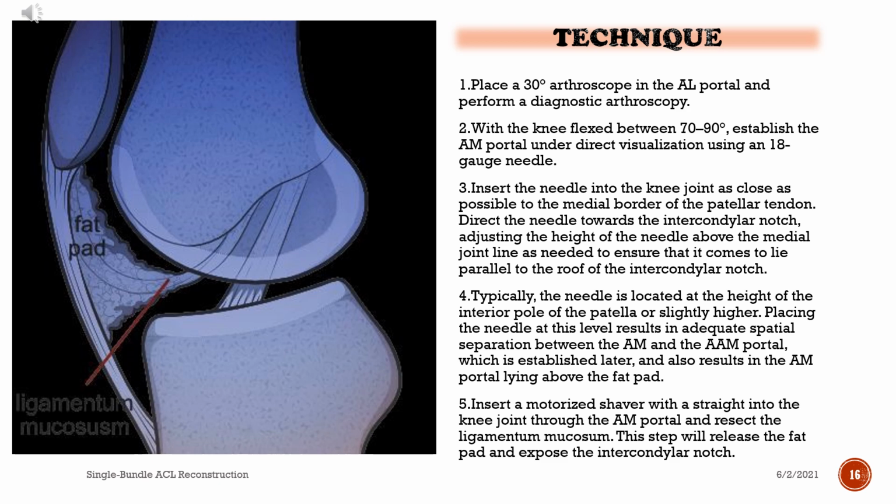4. Typically, the needle is located at the height of the inferior pole of the patella or slightly higher. Placing the needle at this level results in adequate spatial separation between the AM and the AAM portal, which is established later, and also results in the AM portal lying above the fat pad. 5. Insert a motorized shaver into the knee joint through the AM portal and resect the ligamentum mucosum. This step will release the fat bed and expose the intercondylar notch.